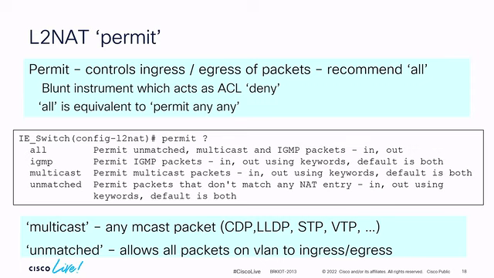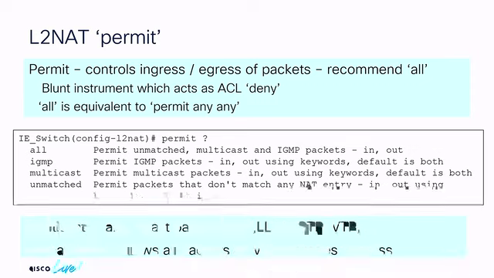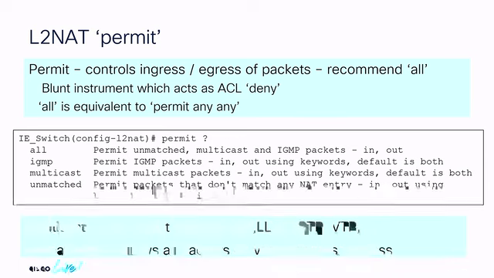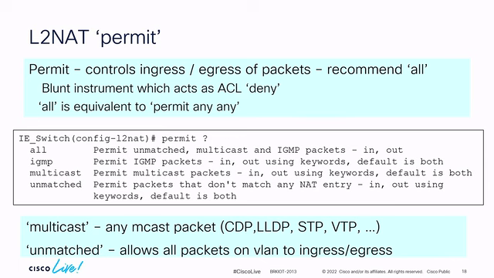In this example, I did a permit all, so I let everything go, but you can see you can permit just IGMP or just multicast, but also you can permit unmatched, or you can deny unmatched. So if I don't have a translation for that host, I will drop that packet right there. So as it comes in, if it doesn't have a translation, I will drop it. And if it's trying to egress and I don't have a translation, I will drop it. Very powerful. I say be careful when you do that.